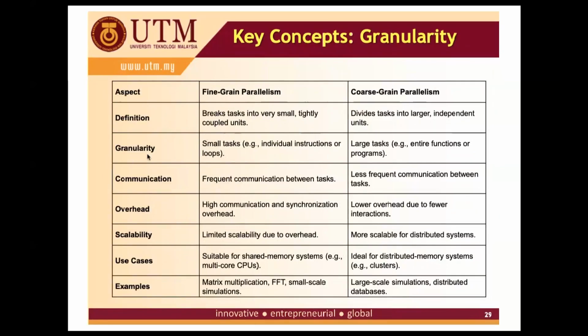And then granularity, for example, for the fine grain aspect, we have a small task, for example, individual instructions or loops. And for the coarse grain, like a large task, we go for the small task and divide that. And on the aspect of communication, fine grain has frequent communication between tasks, and coarse grain has less frequent communication between tasks. Okay, so we have many key concepts of coarse grain and fine grain to define.